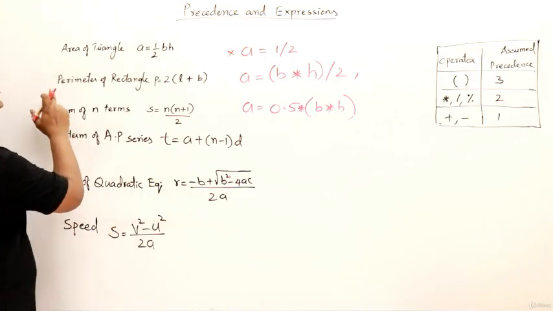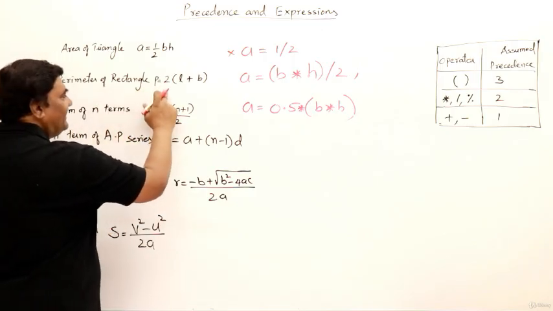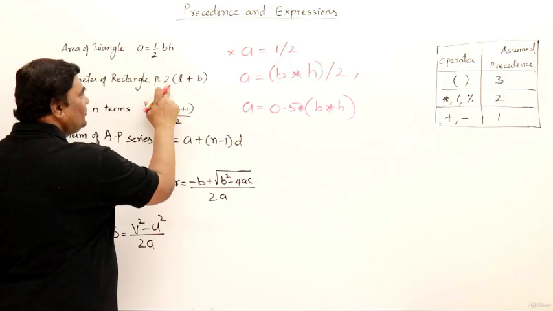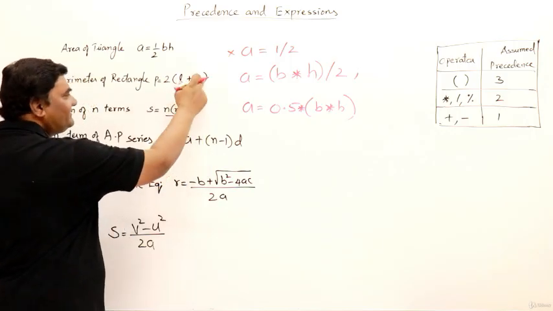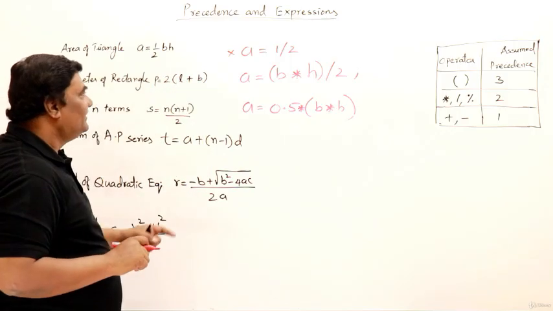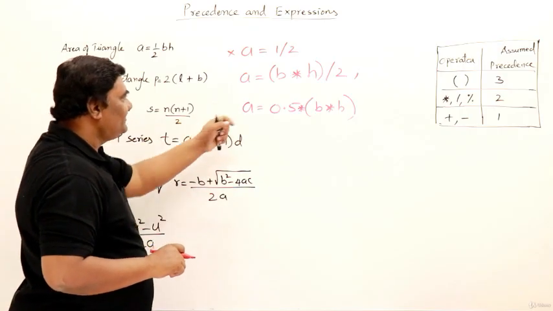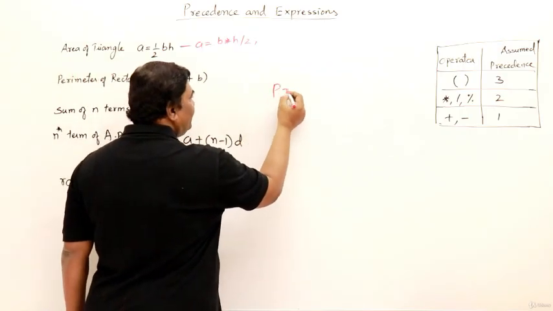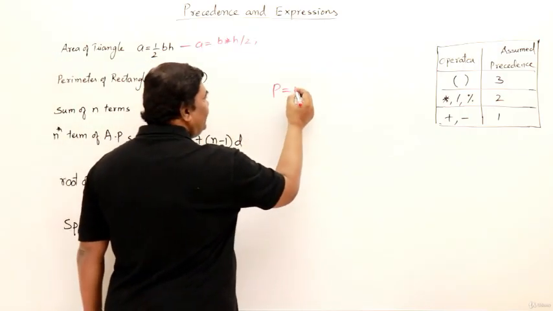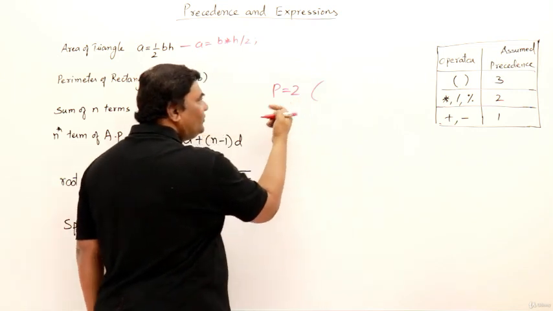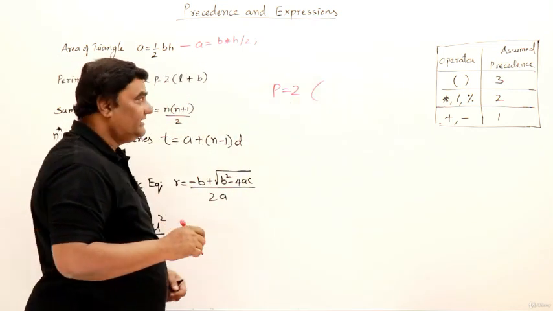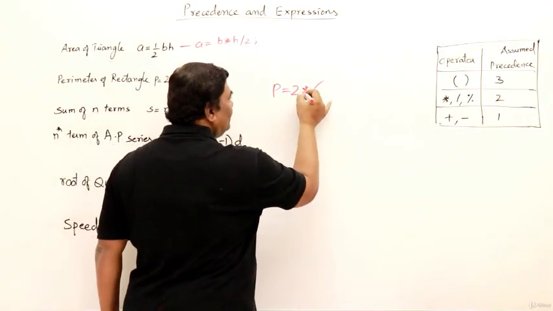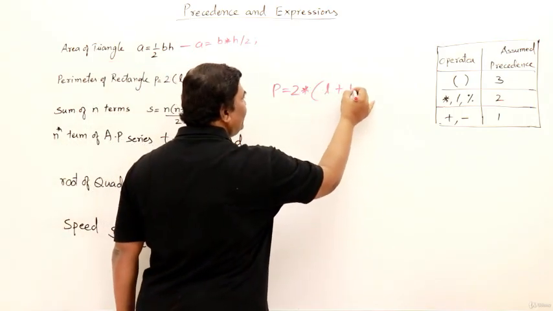See, the next formula is perimeter of a rectangle, right? P is 2 into L plus B, means 2 into length plus breadth. So how to write this one? I'll remove this. P is perimeter. Perimeter assign 2 into L plus B into. See, in mathematics again we don't write into, but here you must write into length plus breadth.